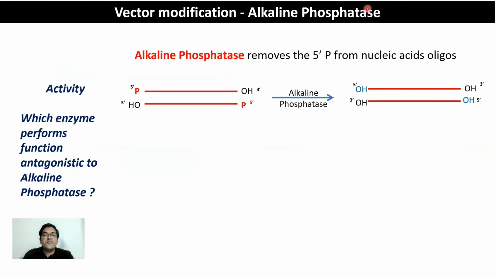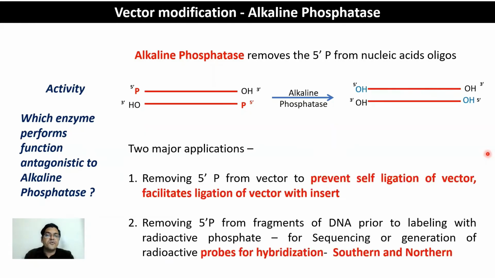Alkaline phosphatase basically removes the 5' phosphate from nucleic acid oligos. Here is a DNA molecule with 5' phosphate on the top strand and the opposite on the bottom strand. Remember, the two strands are anti-parallel. When you use alkaline phosphatase, you have the loss of 5' phosphate here and here. Alkaline phosphatases are used to remove 5' phosphate from DNA molecules, and this serves dual purposes.